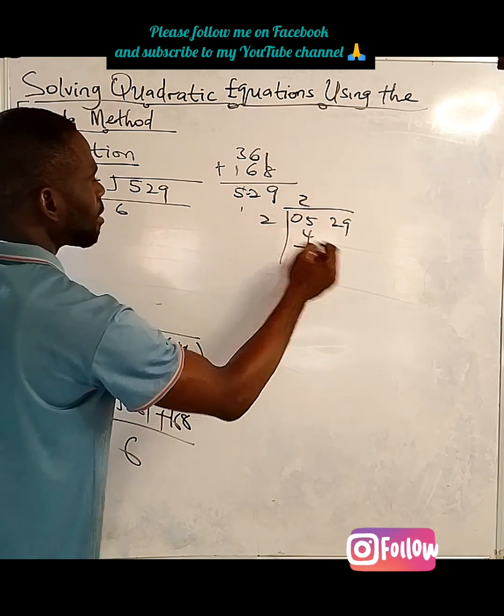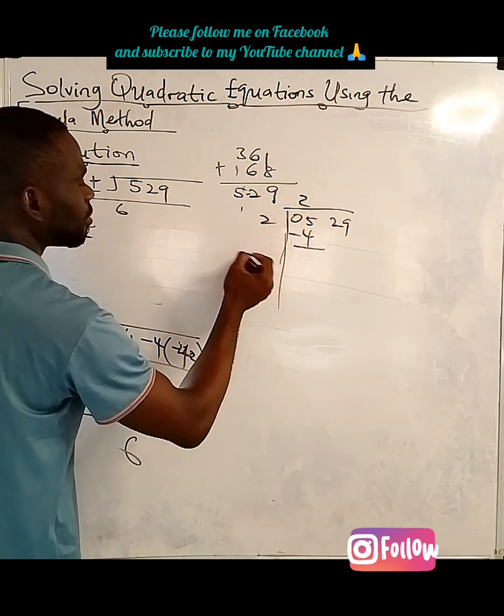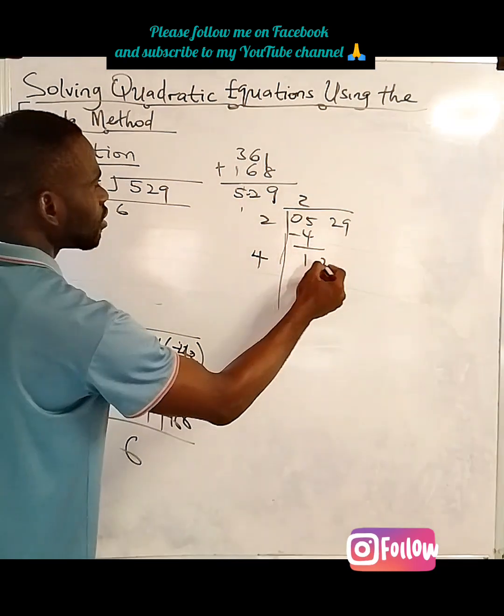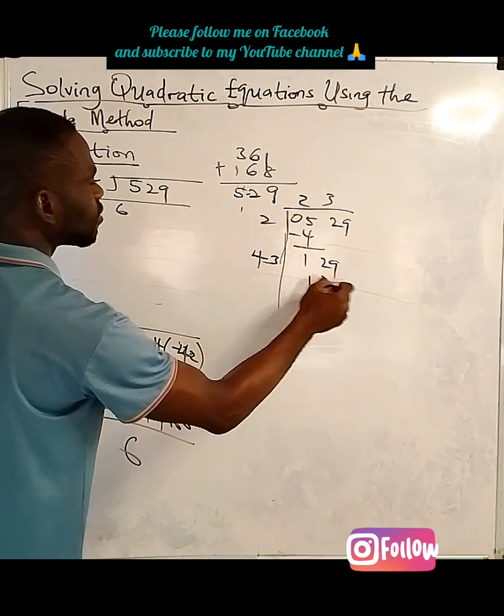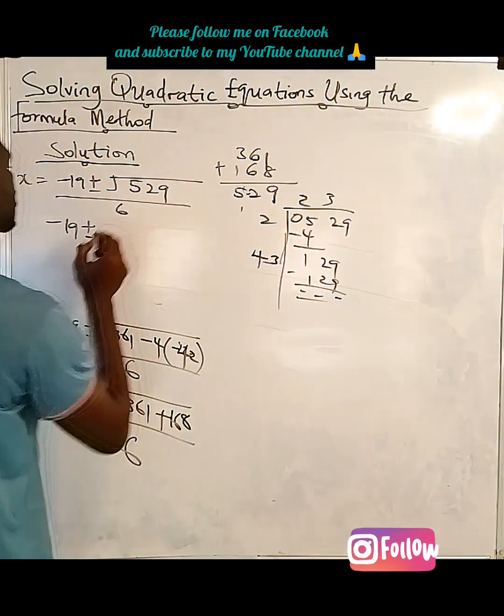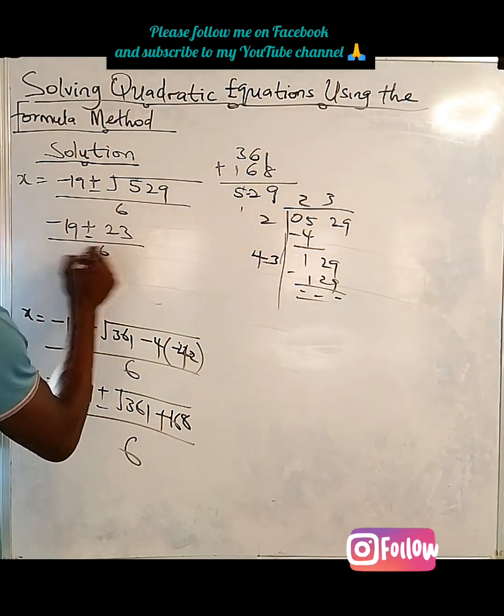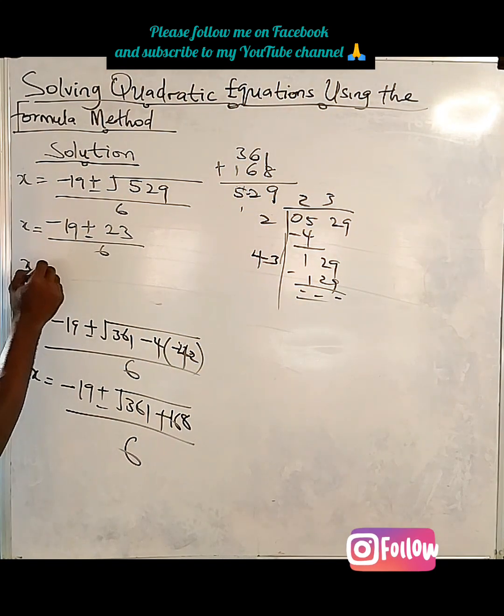Remember this method? We worked on it in one of our previous lessons, using perfect squares: 2 times 2, 4. So the square root of 529 is 23, 23 over 6. So we're very close to getting the values of x.